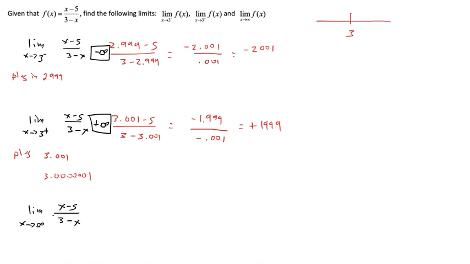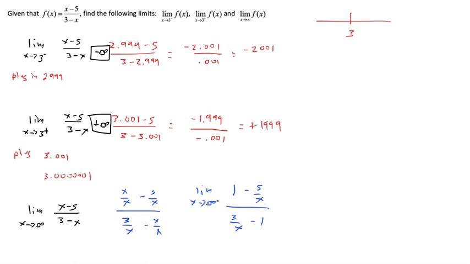Okay. Finally, we find the limit as x approaches infinity of this function. The method we learned was, we look at the denominator, we look at the highest power, in this case x. So we're going to divide everything by x. So we get x/x - 5/x over 3/x - x/x. These just cancel out. So we get the limit as x approaches infinity of (1 - 5/x)/(3/x - 1), where x/x is 1.